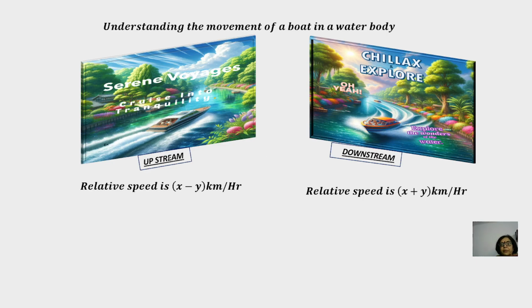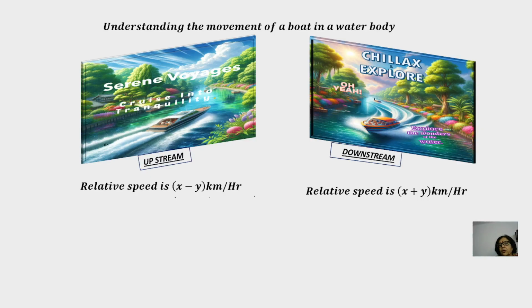So now what happens in the case of upstream? When the boat is moving against the flow of the water, then the speed of the boat is hampered, it is reduced, and the relative speed becomes x minus y kilometers per hour, where x is the speed of the boat and y is the speed of the water.